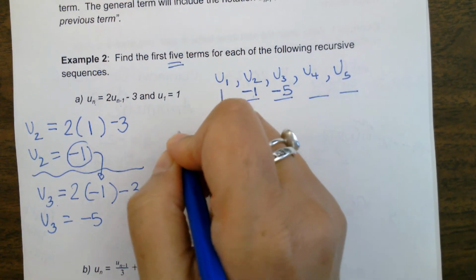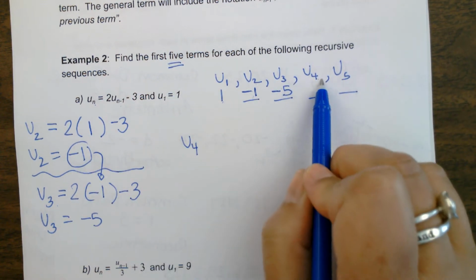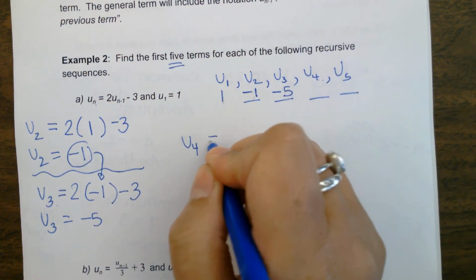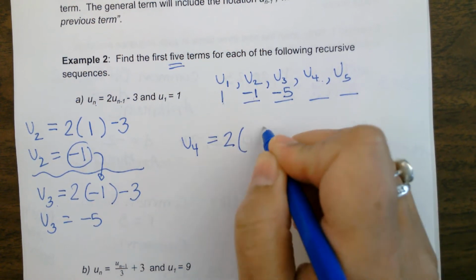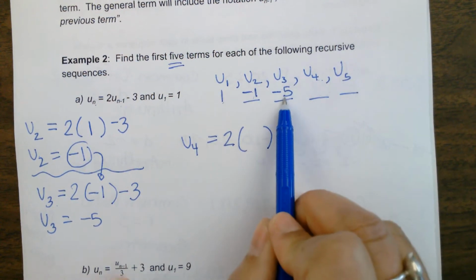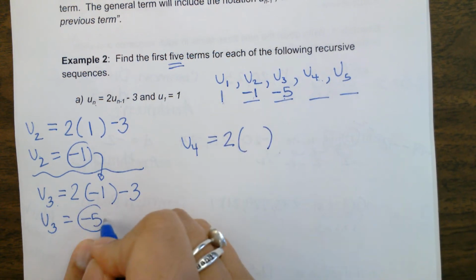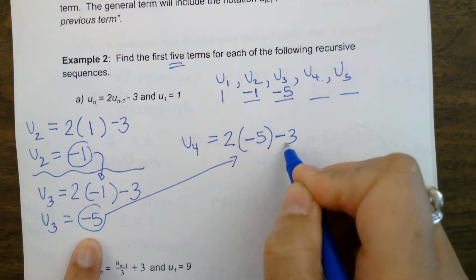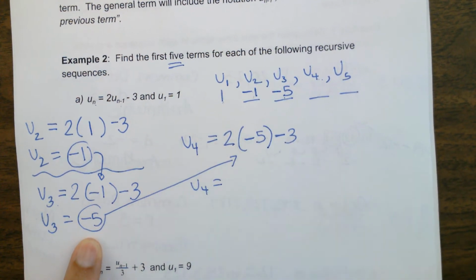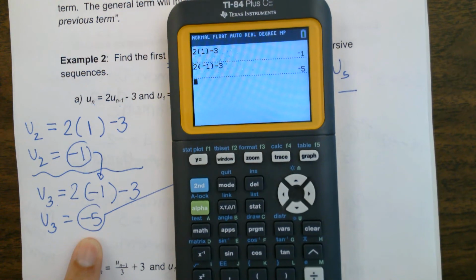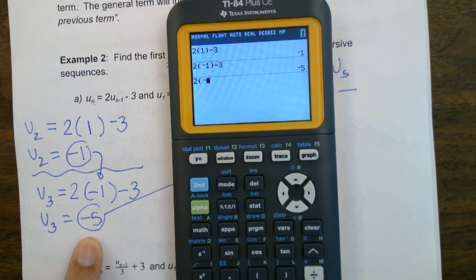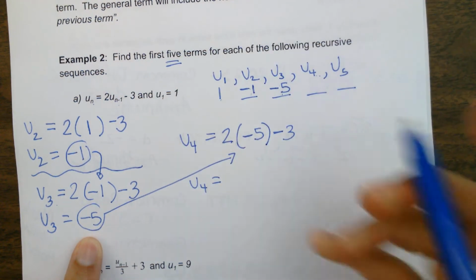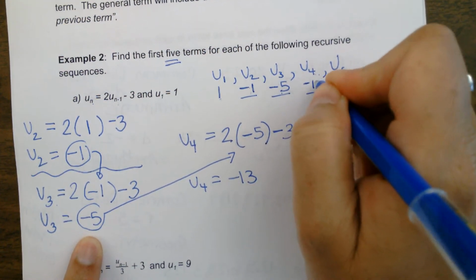So we want to find u sub 4, the fourth term. We're going to take 2 times the previous term. We're going to put the previous term in, negative 5 minus 3. So u sub 4 equals, calculator, 2, parentheses, the negative button, 5, and parentheses, minus 3. Negative 13.